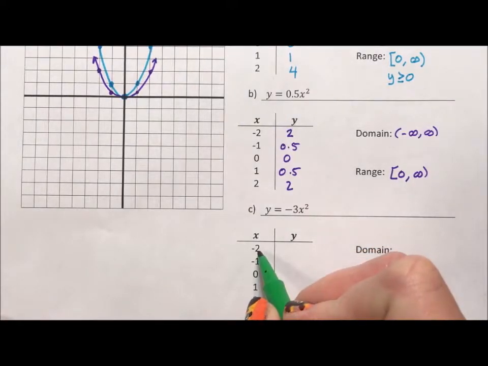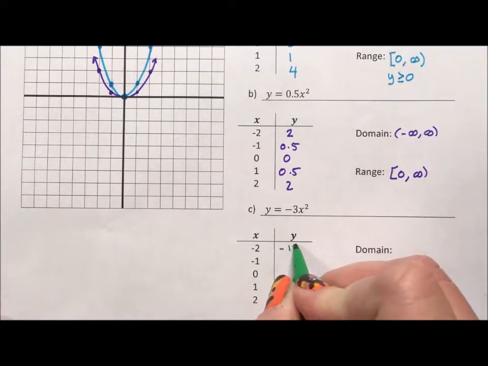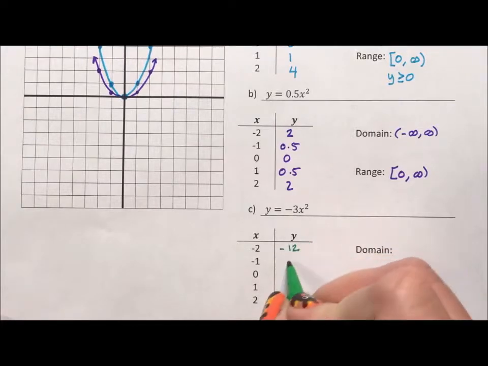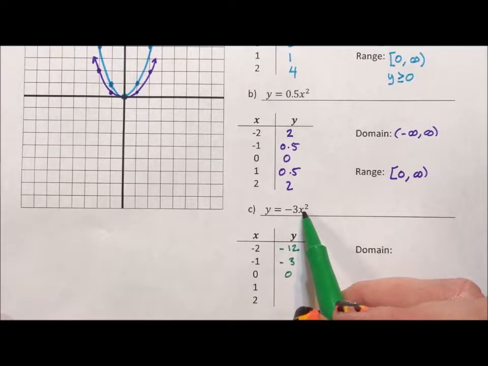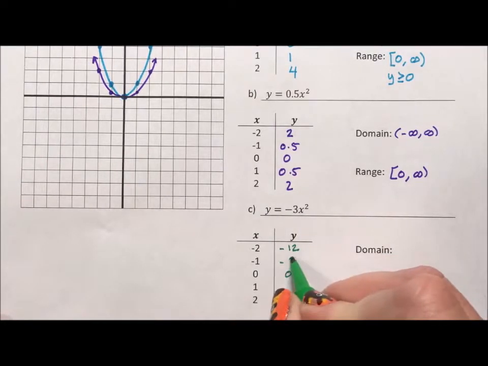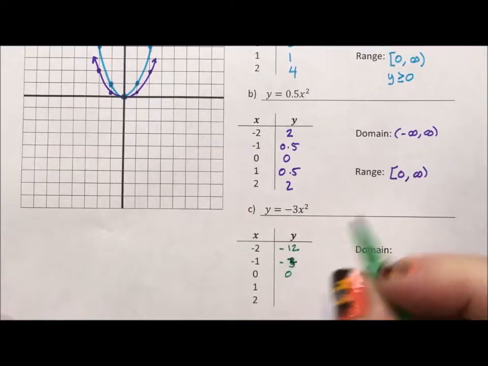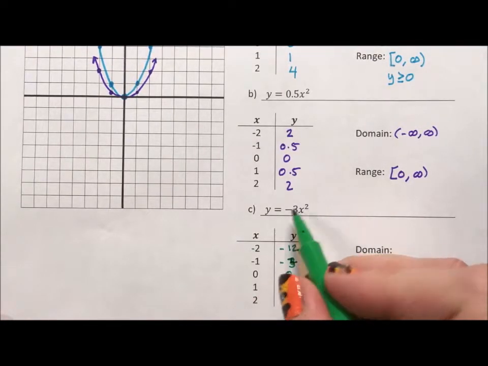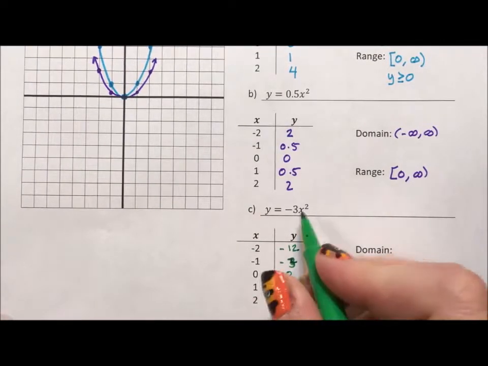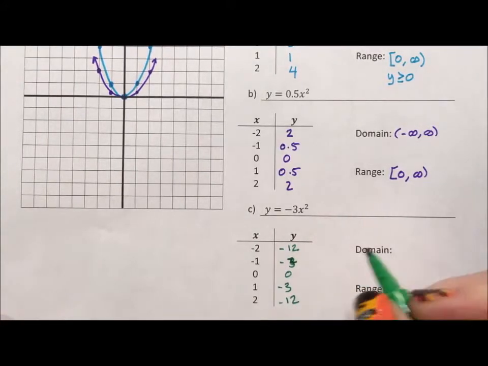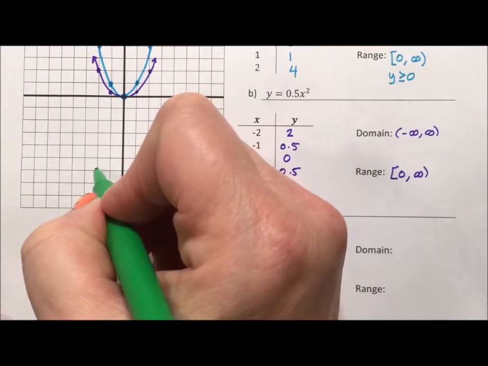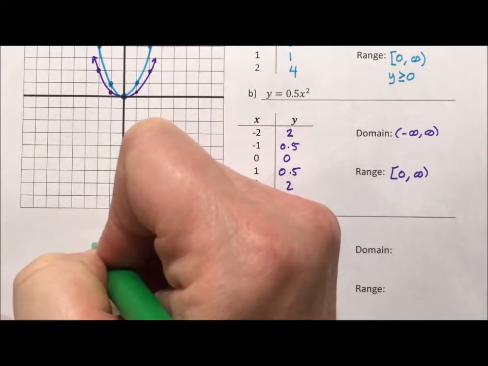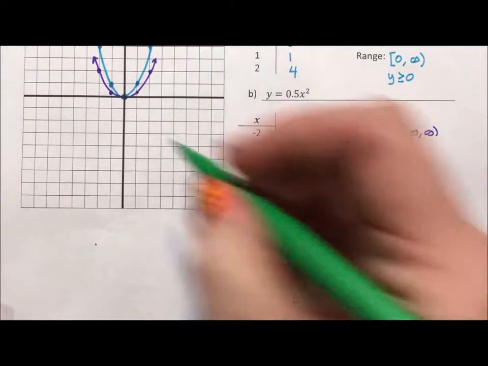Well, -2 squared is 4 times -3 is -12. -1 squared is 1 times -3 is -3. Anything times 0 is 0. This should be a -3. Sorry. 1 squared is 1 times -3 is -3. 2 squared is 4 times -3 is -12. All right, so we have (-2, -12). This is not on the graph. We're not going to worry about it.